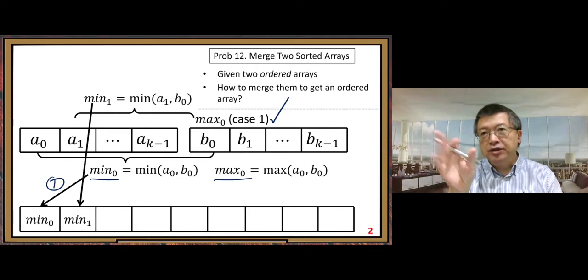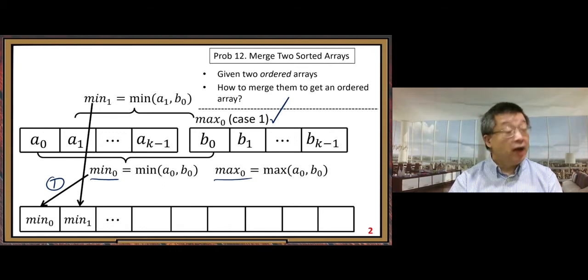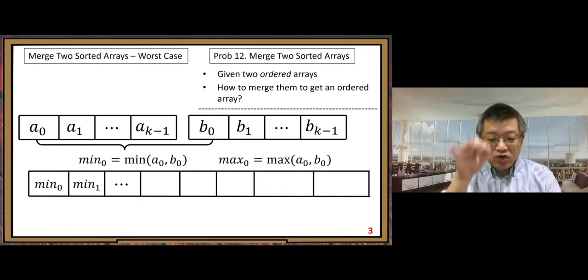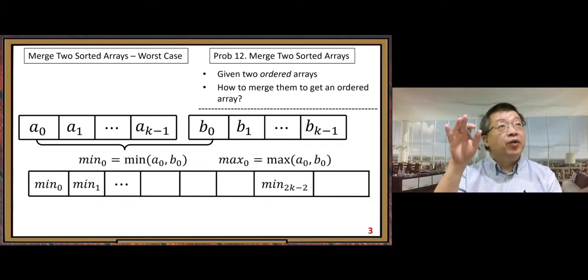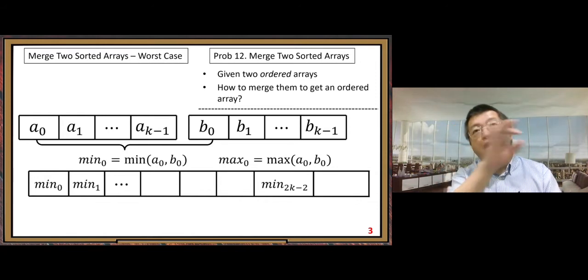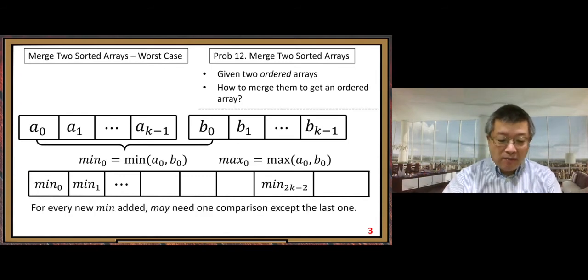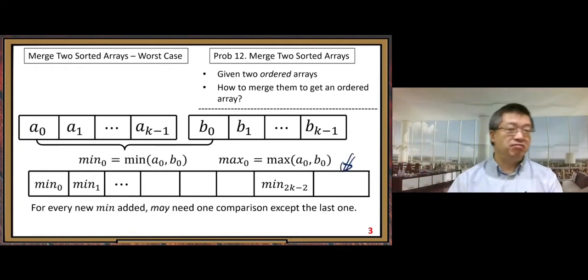For each comparison, the smaller one will be placed in the destination array. So in this way, we keep going, and eventually we can get all the elements in place, right? But for the last one, we do not need to do a comparison. We can just put it in place, right?